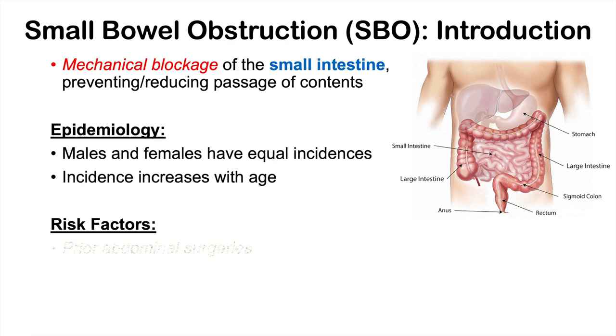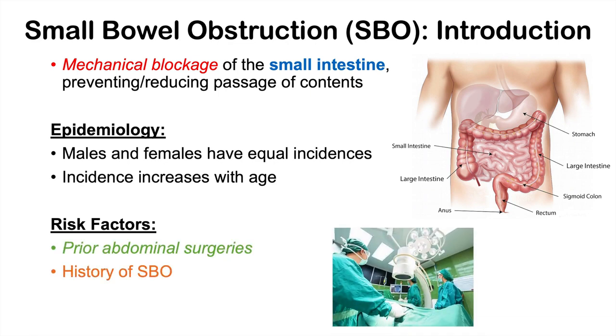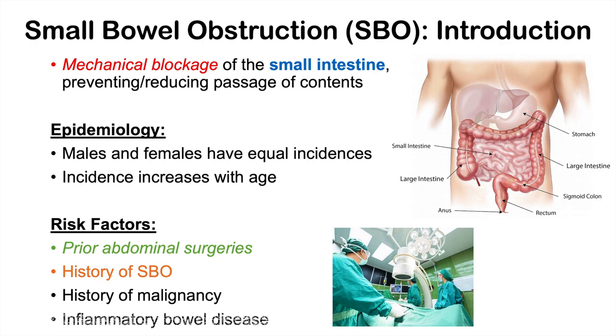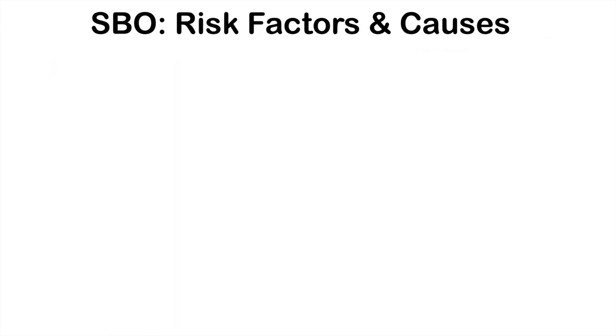So what are some of the risk factors? Some of them include prior abdominal surgeries, having a history of small bowel obstruction. So like other things in medicine, having a past history of something increases your risk for that same thing in the future. Having a history of malignancy, particularly gynecological malignancies, can increase your risk for a small bowel obstruction. And then inflammatory bowel disease is also a risk factor for having a small bowel obstruction. So inflammatory bowel disease, you can think of conditions like Crohn's disease. So those are some of the risk factors.